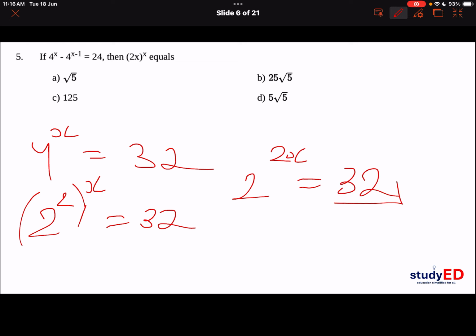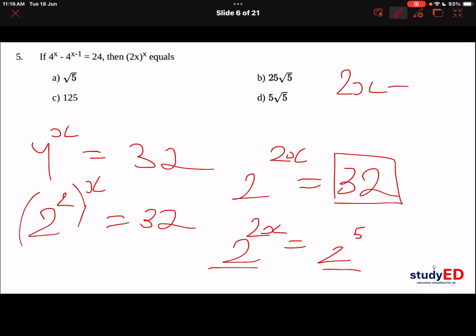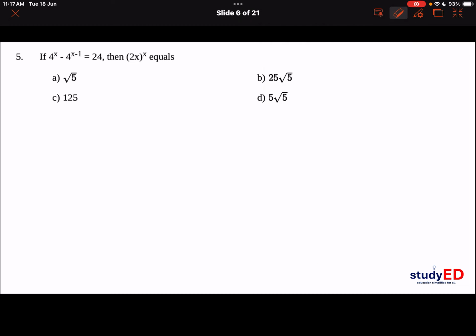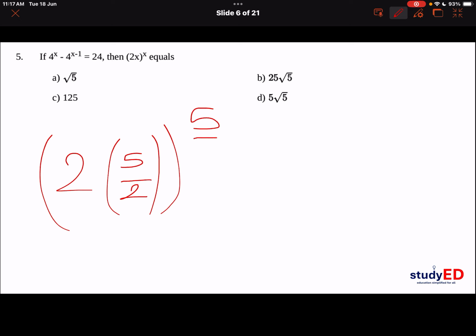Now we can equate 32 with a base of 2. 2 to the power 2x is equal to 2 to the power 5. 2 to the power 5 is 32. So equating bases, 2x is equal to 5, x is equal to 5 by 2. This is our value now for x. With this we can solve the entirety of the sum, 2x to the power x. Now 2x is nothing but 2 into 5 by 2, the whole to the power 5 by 2.